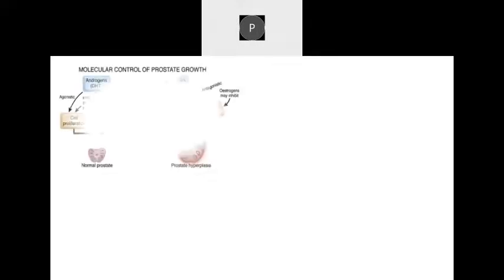What is the exact definition of BHP? How will you define BHP, or benign hypertrophy of the prostate? Definition for that? Benign enlargement of the prostate.